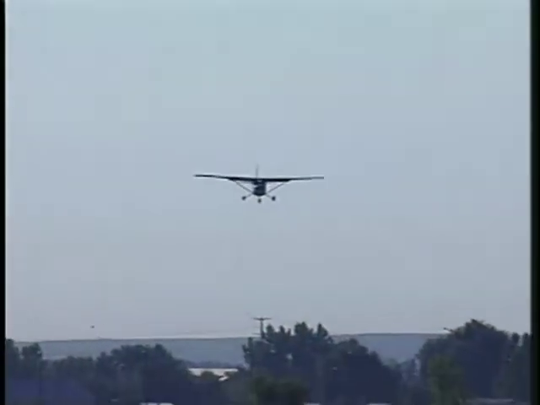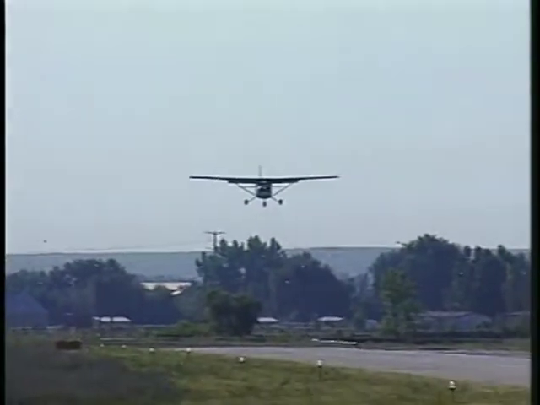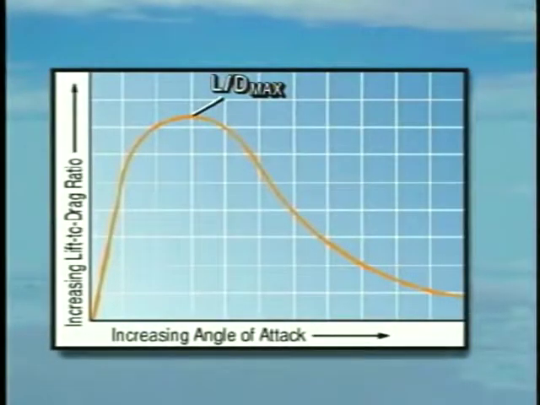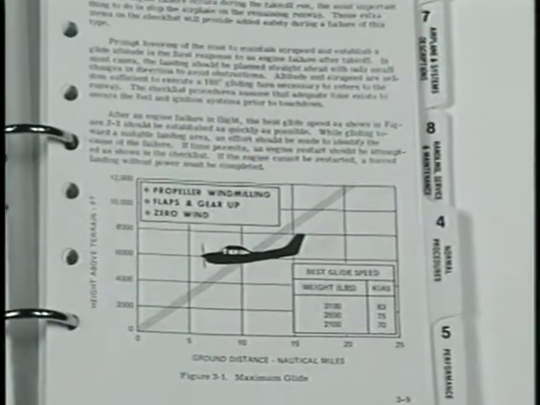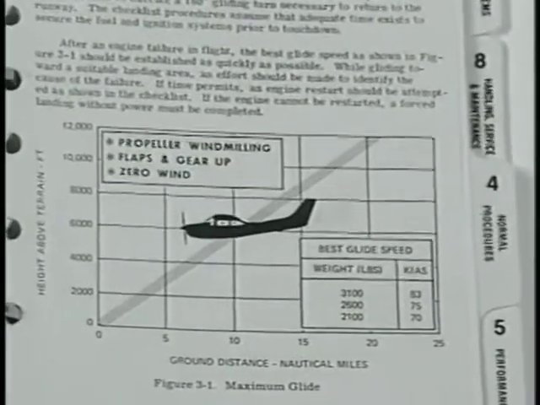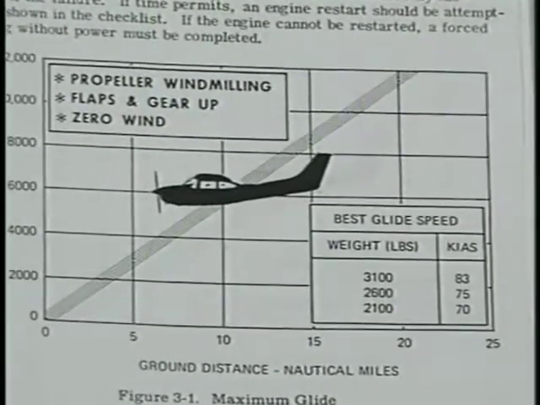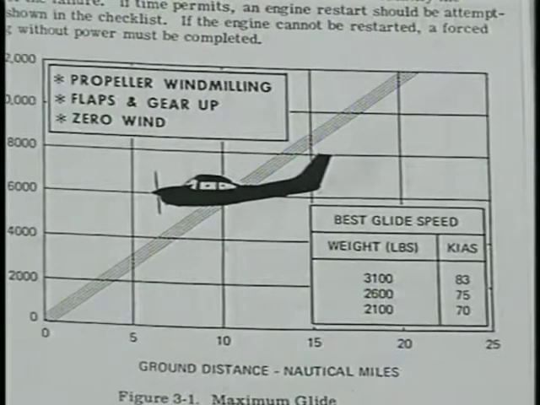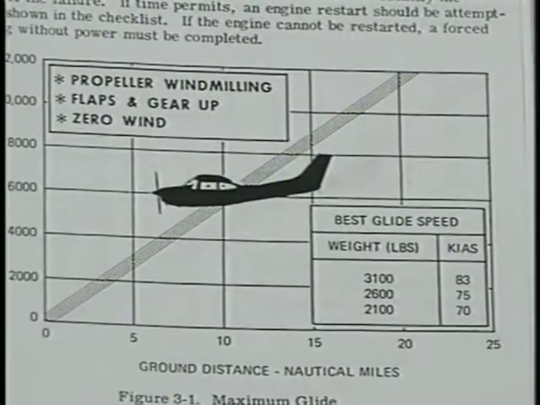In a gliding descent, the best glide angle and the best glide distance result from flying the airplane at an angle of attack which provides the least amount of total drag for the corresponding lift. This angle of attack is referred to as the maximum lift-to-drag ratio, or L/D max. The aircraft's best glide speed normally is achieved at the angle of attack corresponding to L/D max. The best glide speed is published in the Pilot's Operating Handbook. For example, the best glide speed for this airplane at 2,600 pounds is 75 knots with the propeller windmilling, flaps and gear up in calm wind conditions.